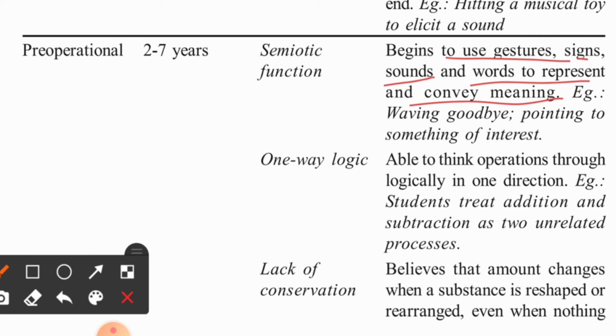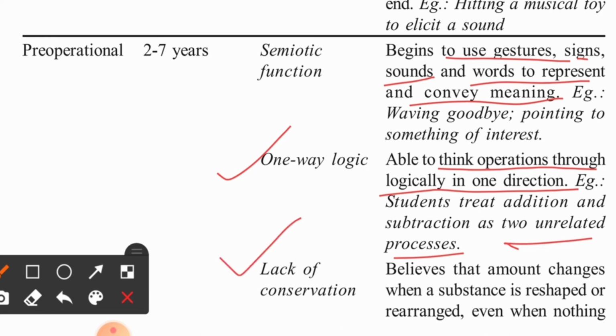Second, under this pre-operational stage is the development of one-way logic. At this stage the child is able to think through operations logically in one direction. An example is given: the students treat addition and subtraction as two unrelated processes. So this is known as one-way logic development in the child.